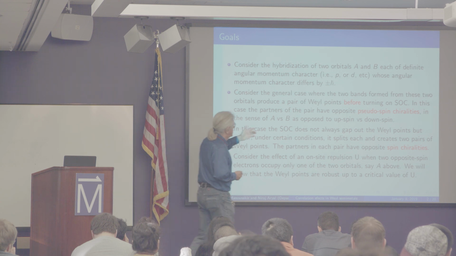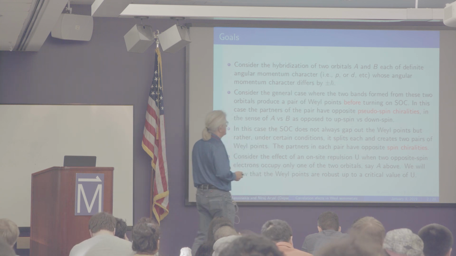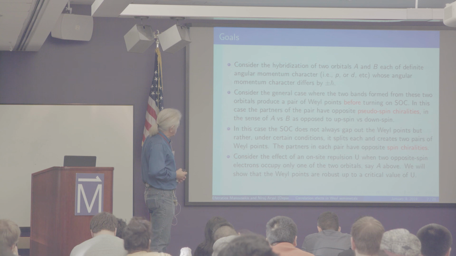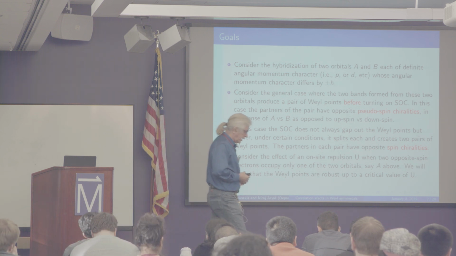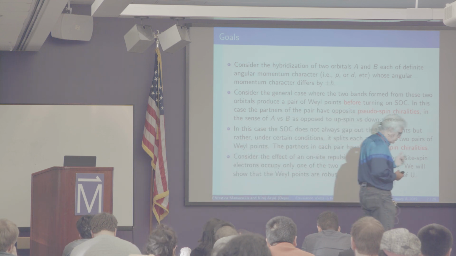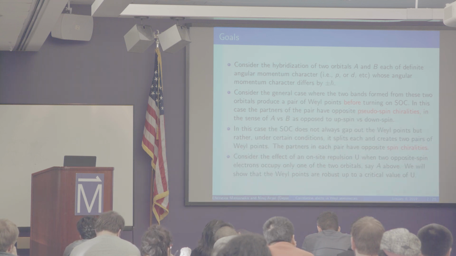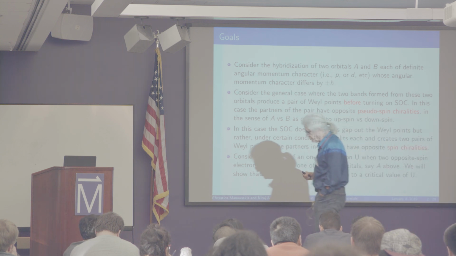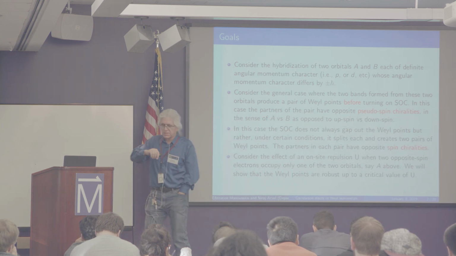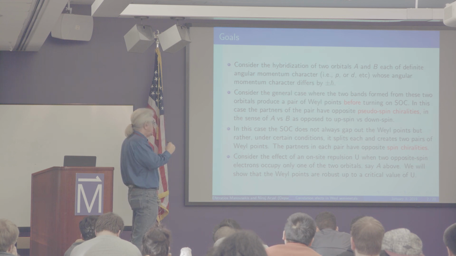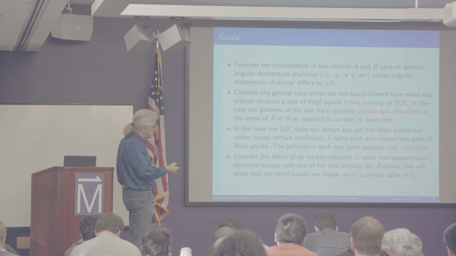We will consider 2 bands, as I said, and take a model for Weyl points before spin-orbit coupling, and then you have these pseudo-spin chiralities. So the 2 partners are actually of opposite pseudo-spin chirality. Chirality related to pseudo-spin. Projection of, if you like, the D or B character onto the momentum direction.